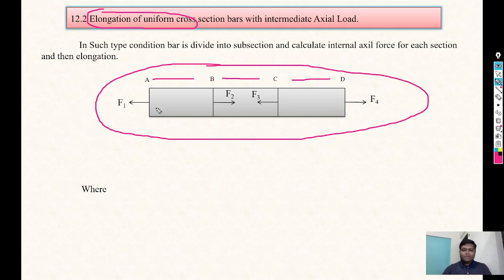And some intermediate forces are given, that is F1, F2, F3, F4. F1 and F4 you can consider as the external forces, but F2 and F3 are the intermediate forces. Such types of sections will be given to us, and for such a force system and sections, we have to calculate the stresses and the total elongation of this bar.